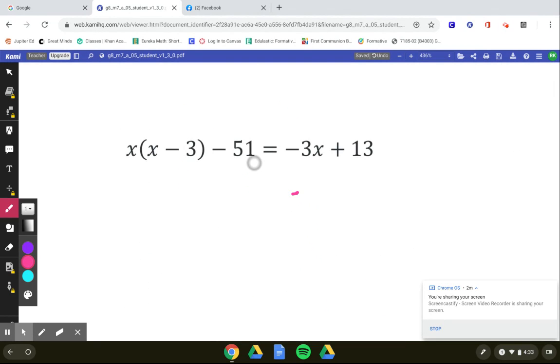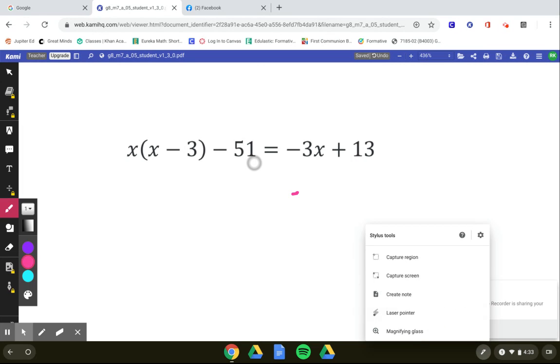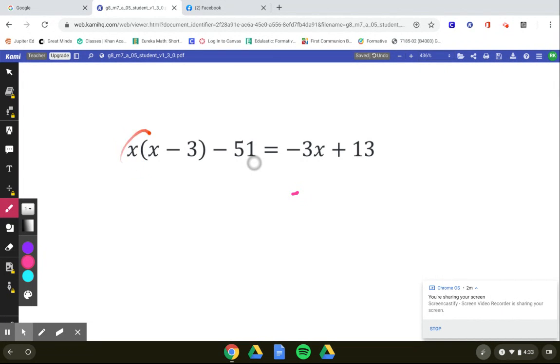Let's look at the second equation. Here again, we're going to start by distributing out what's on the outside of these parentheses into both of them. And we do that by multiplying. x times x is x squared. x times -3 gives us -3x. And then we still have minus 51 here, minus 3x on this side, plus 13.